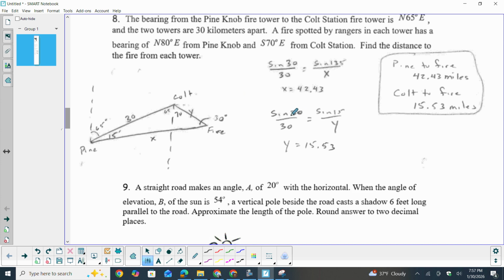Okay, so here's the other ratio we're setting up. 30 times the sine of 15 divided by the sine of 30 should give you the y. 30 times the sine of 135 divided by the sine of 30 should give you the x. Make sure you answer the question. Find the distance from the fire to each tower. It doesn't say solve for x and y. Answer the question. Jump back over here. From the pine knob to the fire is 42.3, etc.